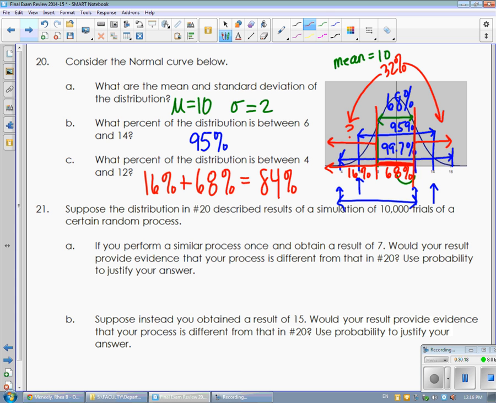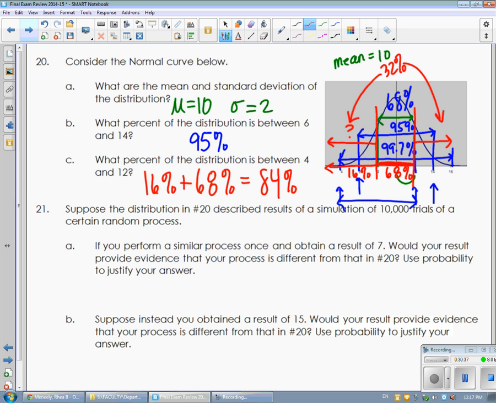All right, now in number 21, it says, suppose the distribution in number 20 describes the results of a simulation of 10,000 trials of a certain random process. If you perform a similar process once and obtain a result of 7, would your result provide evidence that your process is different from that in number 20? Use probability to justify your answer.